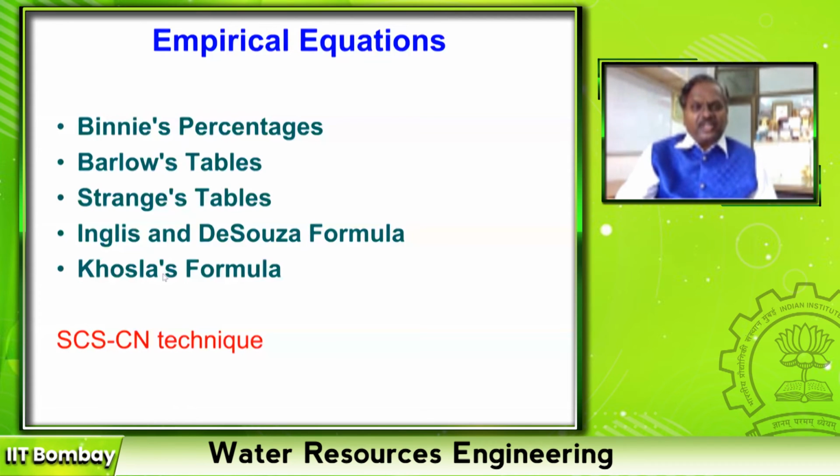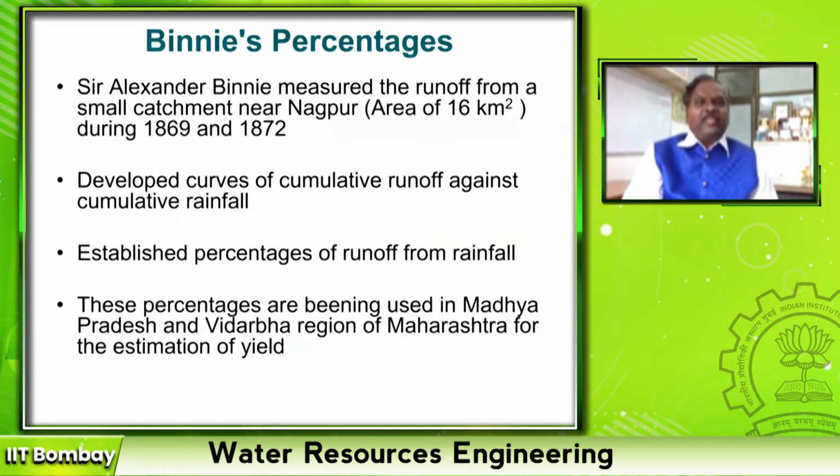Barlow's table, Strange table, English, and this SCS curve number technique also started as an empirical equation. Now it has gone to physically based models. In semi-distributed models, we use this. Even in distributed models, we use this SCS curve number technique. Now we'll see one by one, right?